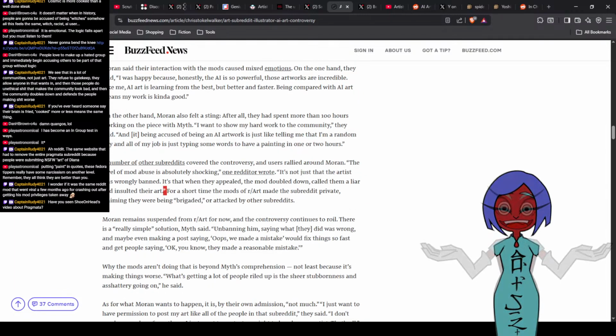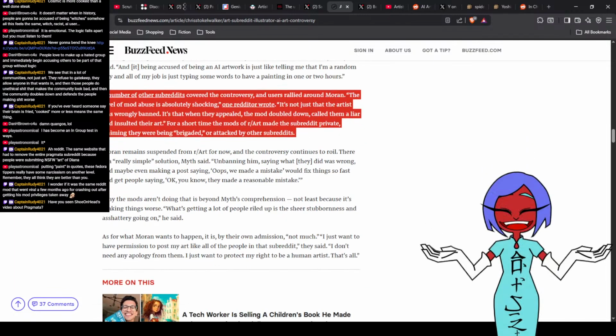Okay, yeah. A number of other subreddits have covered the controversy, and users rallied around Moran. "The level of mod abuse is absolutely shocking," one Redditor wrote. "It's not just that the artist was wrongly banned, it's that when they appealed, the mod doubled down, called them a liar, and insulted their artwork." Again, because they have the enlightenment, the secret knowledge, right? You can't use your empirical, lesser knowledge to challenge them.